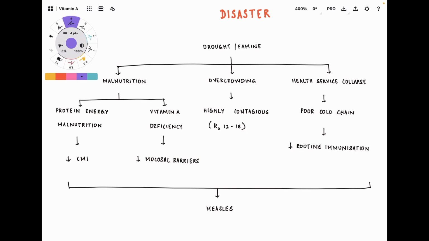Third health problem we have is health service collapse, which leads to poor cold chain. Cold chain is the technology by which vaccines are stored and transported. Poor cold chain results in decreased routine immunization. All these factors lead to measles spread during disastrous conditions of drought and famine. But as far as vitamin A is concerned, our takeaway for this topic is that it leads to poor mucosal barriers, which increases the spread of measles.